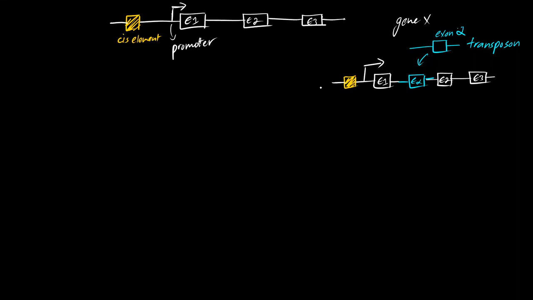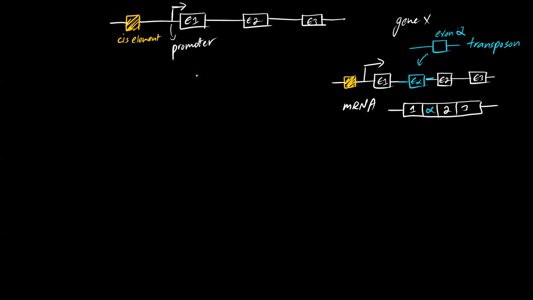So when this gene is expressed, the mRNA will consist of these four exons. So here, exon 1, this is 2, and this is 3, and here we have exon alpha. So this is an example of a process where a transposon might add an exon to a gene, okay?